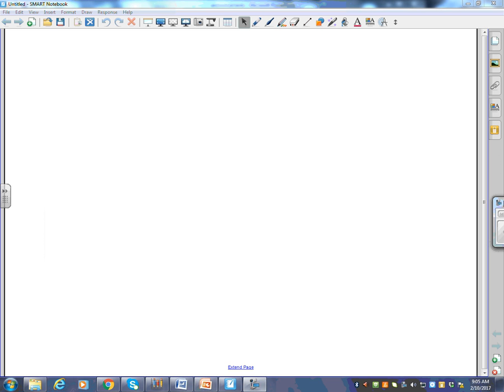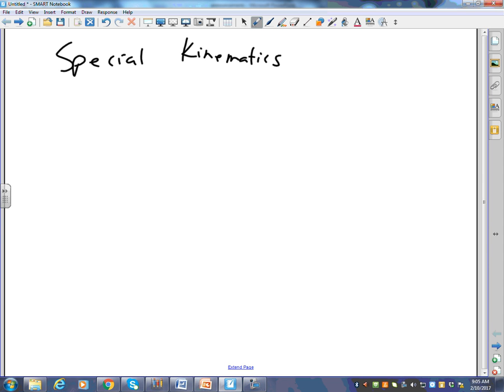Okay, so these are referred to as the special kinematics equations. They're the ones you're allowed to use in grade 12, because I wouldn't even consider going through this with a classic grade 11. And let's start with equation number 1, EQ1.